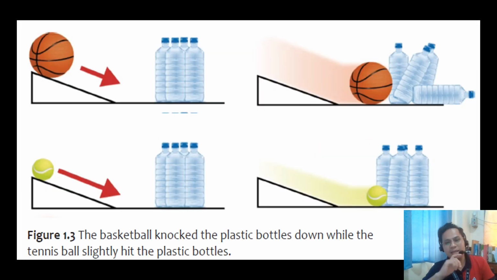Now, in this case, we have examples, a basketball and a tennis ball. A basketball and tennis ball, they are allowed to roll from the same height, no? Tapos upat ka buok bottles of water ang iyahang giagian. So mas taas ang impact sa basketball. It's because the basketball is massive compared to your tennis ball.